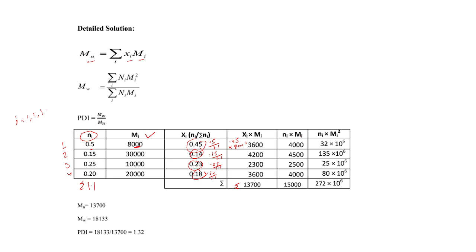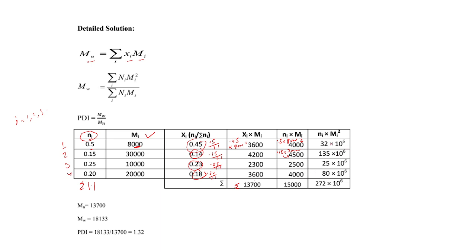Then ni into mi. Ni is the mole of the various polymer chains, and mi is the molecular weight. So again, you need to multiply ni into mi. It will be 0.05 into 8,000. So here you need to multiply 0.05 into 8,000 and you will get this value. Similarly, you can multiply here 0.15 into 30,000, and similarly you can find out this value.